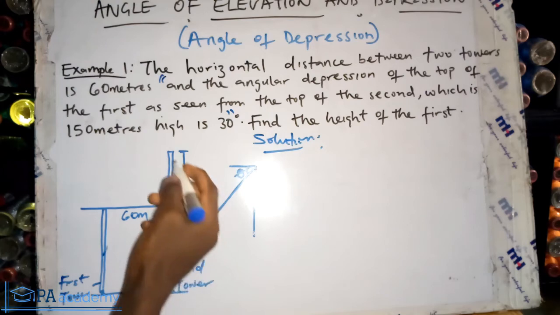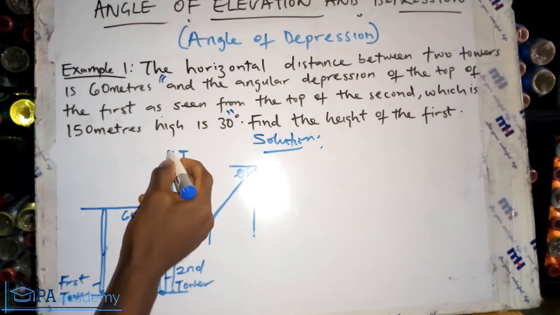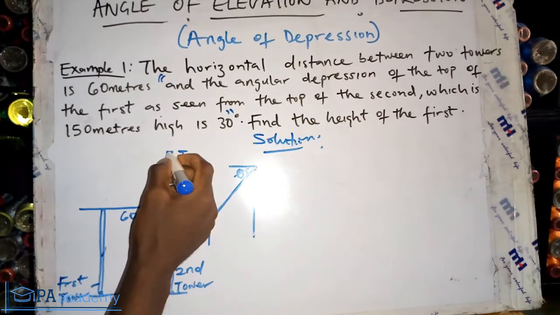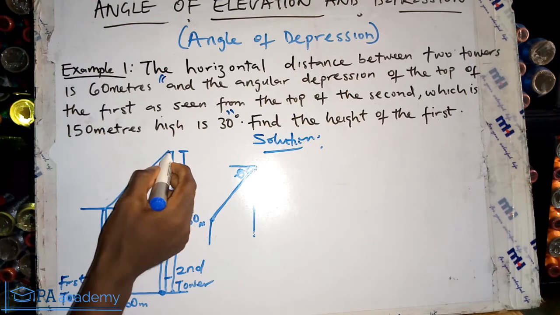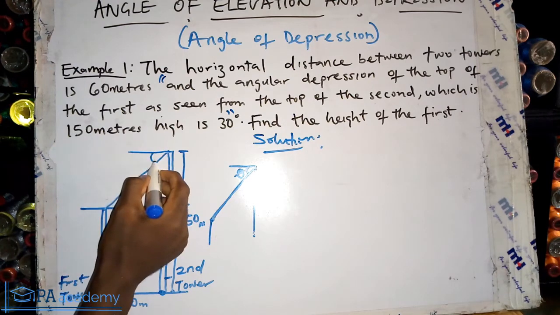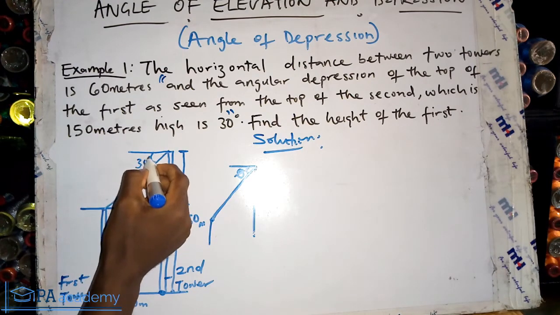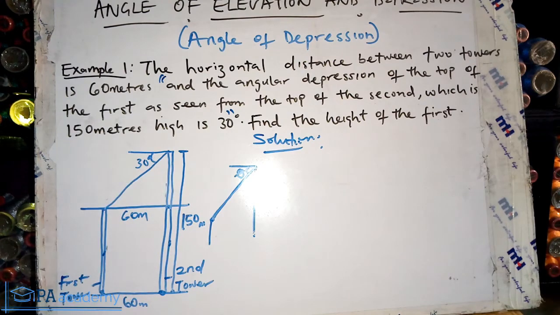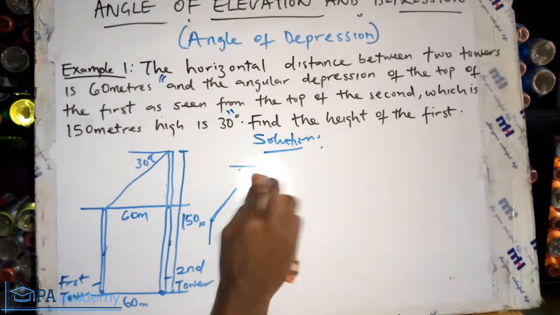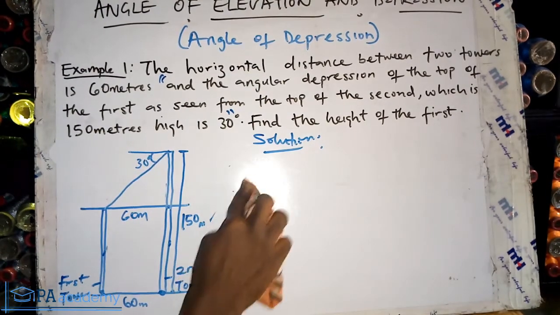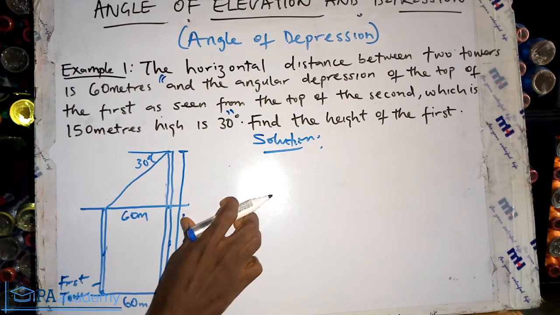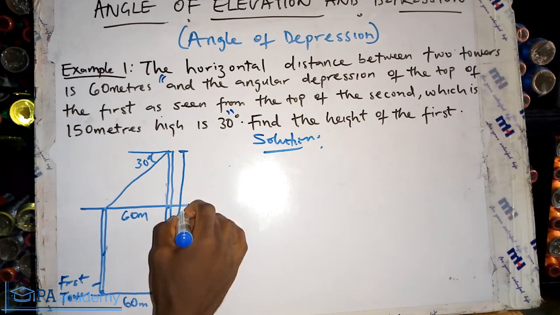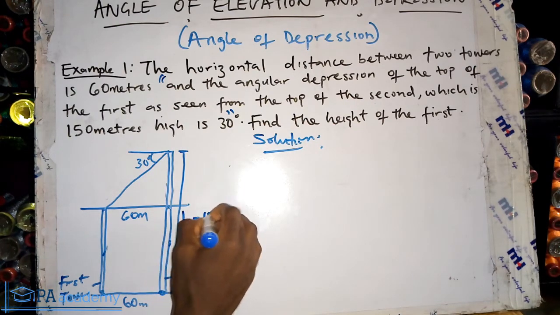That means the angle of depression from the top of the first as seen from the second, this is it. The angle of depression, he said, is 30 degrees. That means right here is 30 degrees. So this is the diagram that is representing the question that we have been asked. So let's give it some values again. Let's give the total height of this second one a name. Let's call it h2, which is 150 meters.